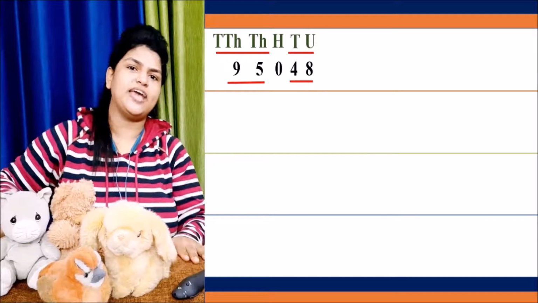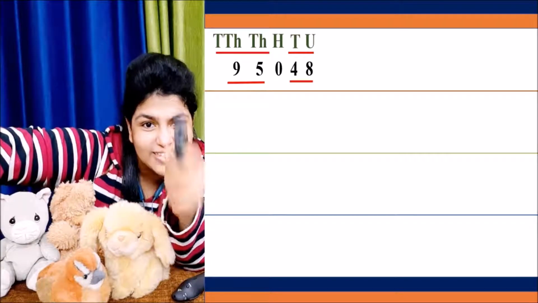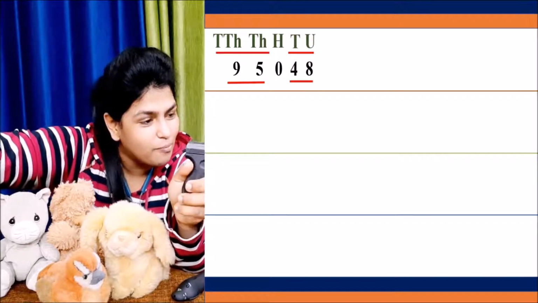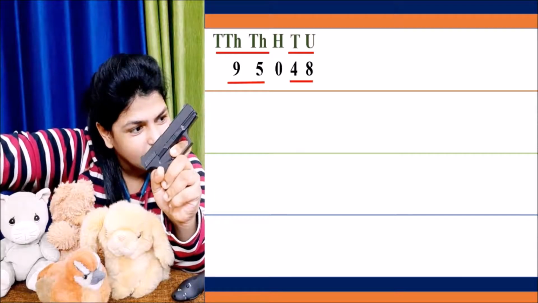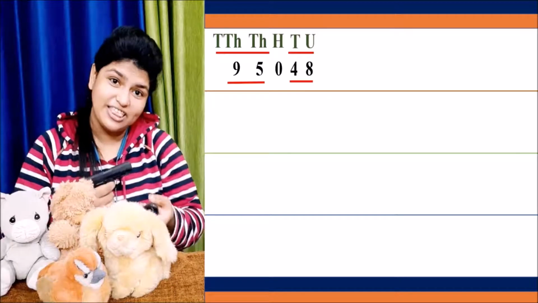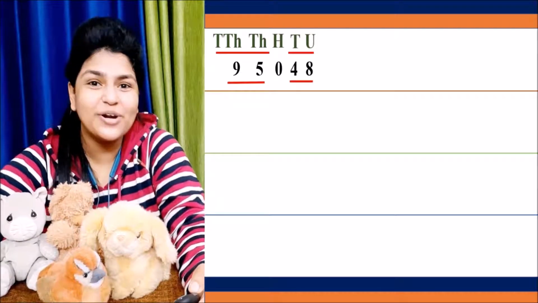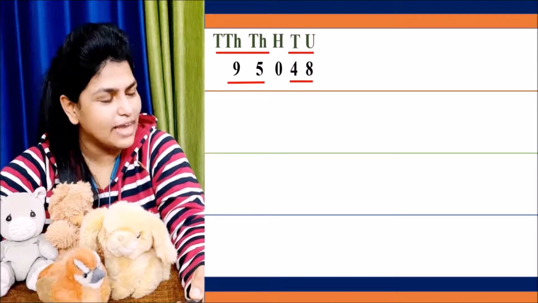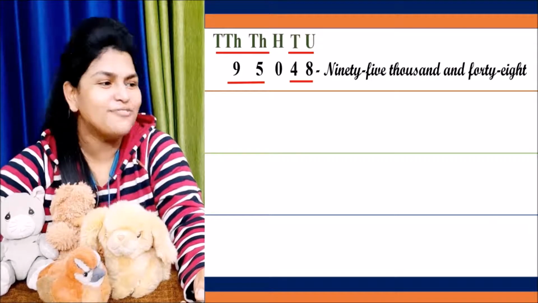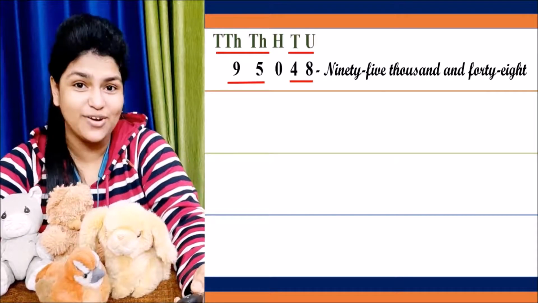Because whenever we saw an egg, we shot it. Correct. Now, shoot the hero. Because we're not interested in you at all. Whenever there is a zero, we will not write it down. So how do we write it down then? We'll write 95,000, shot the zero, and 48, finish. Easy, right? So be very happy when zero occurs.